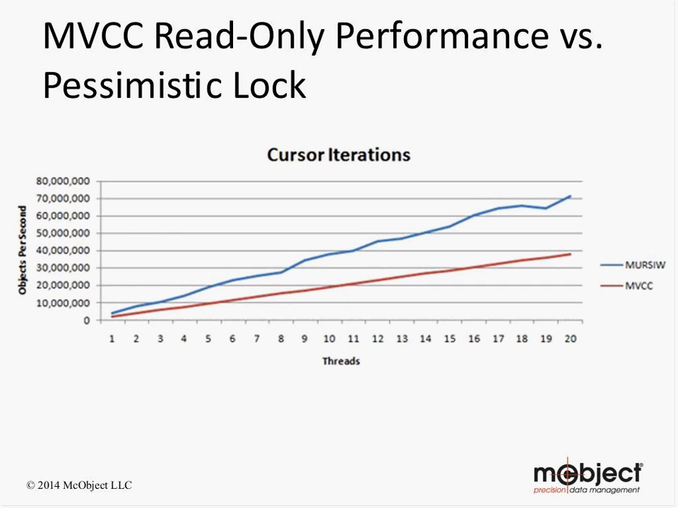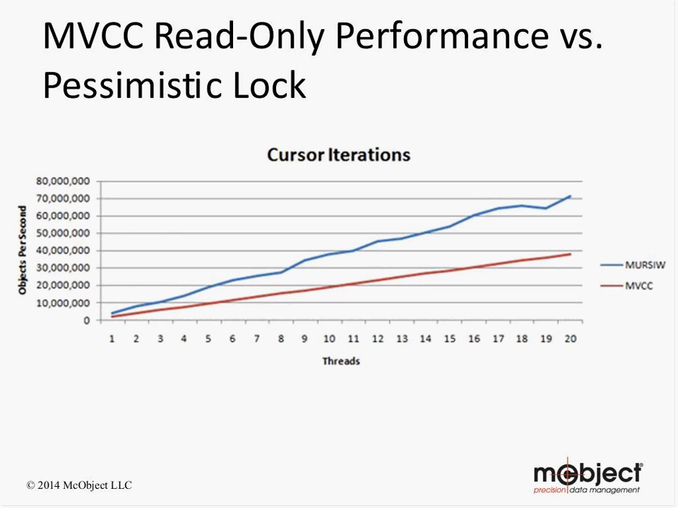So in this case, we're showing read-only operations. So we're just iterating over a cursor. Read-only operations can't conflict with each other because no task is actually modifying any data. So even with a pessimistic strategy, all the tasks can run in parallel because there's no interference.